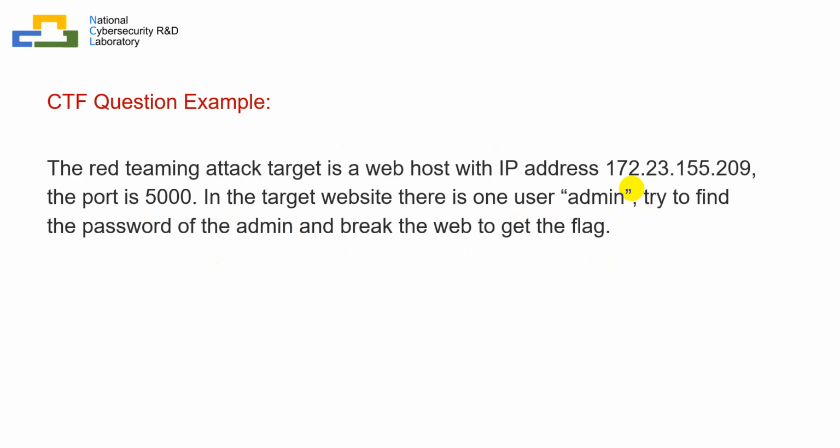The question introduces that the red teaming attack target is a web host, whose IP address is 172.23.155.209, and the website port is 5000. In the target website, there is one user named admin. The question requires us to find the password of this admin user and break the web to get the flag. Okay, let me show you how to implement this attack.